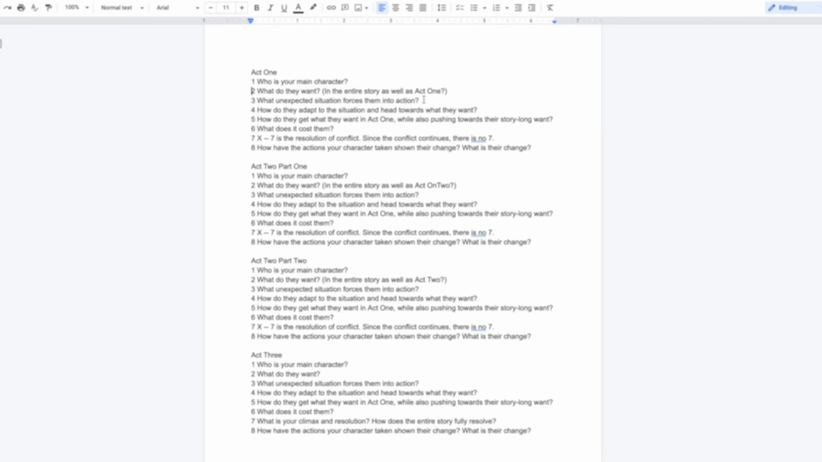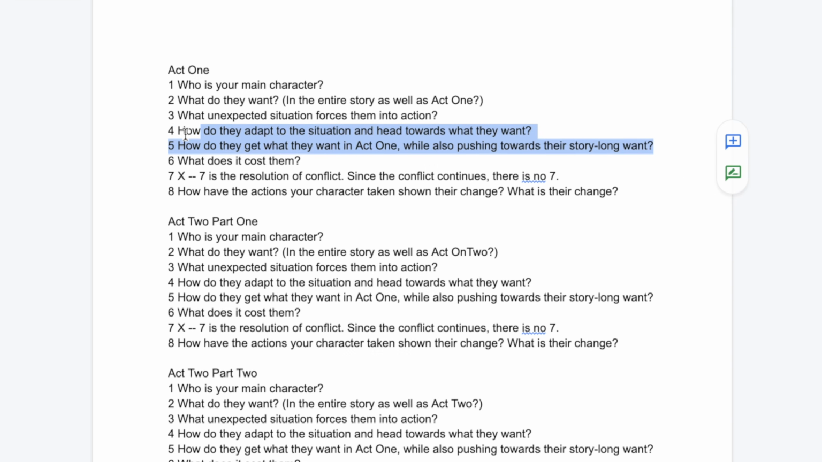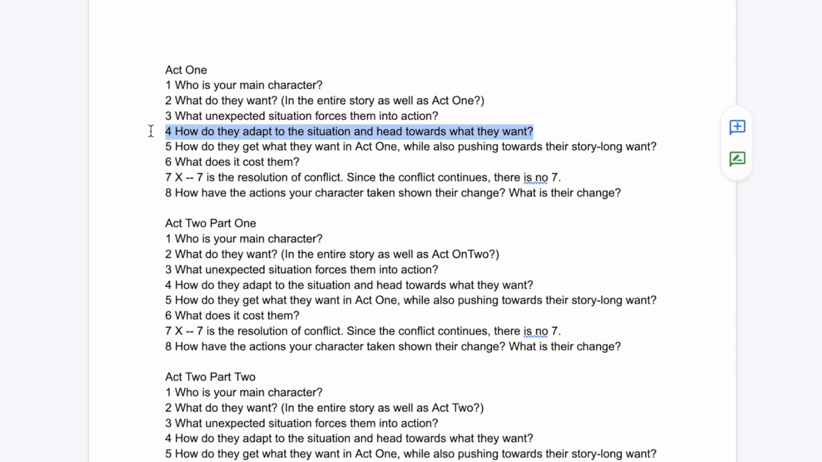They're not just going to the very end of the story. And so then, what unexpected situation forces them into action? If you say, well, I don't know, this is also a problem because there is the push-pull of the world. And this is very important, having that unfamiliar situation, right? Something should happen, whether it's new information, a character entering, or some sort of inciting incident. There is an inciting incident not only for the opening of your story, but for essentially every movement of conflict in your story. 4 is how do they adapt to the situation and head towards what they want?